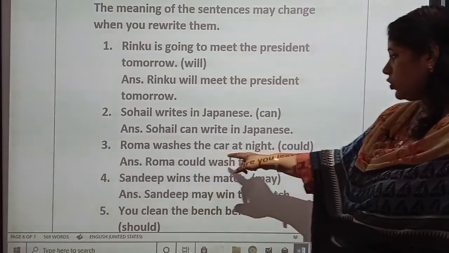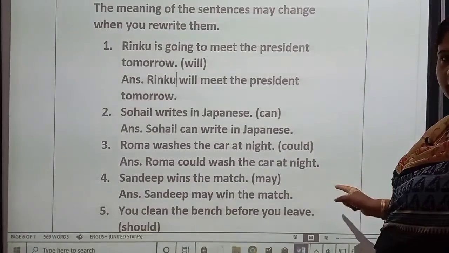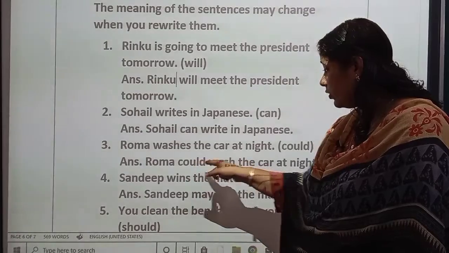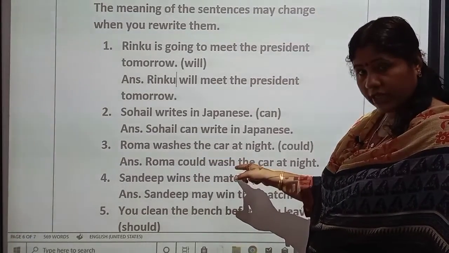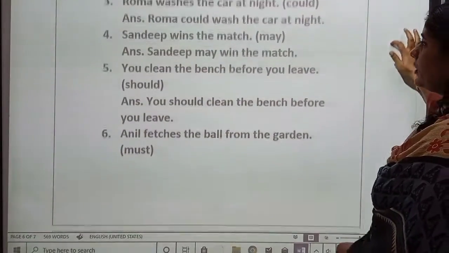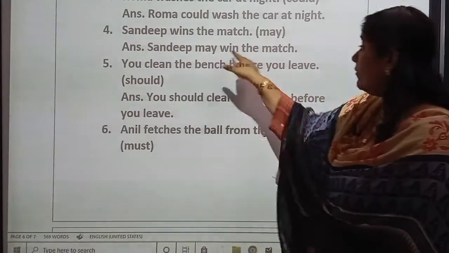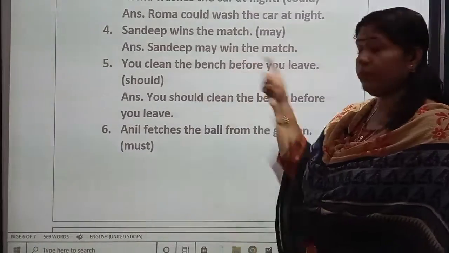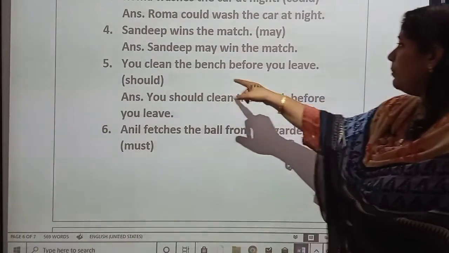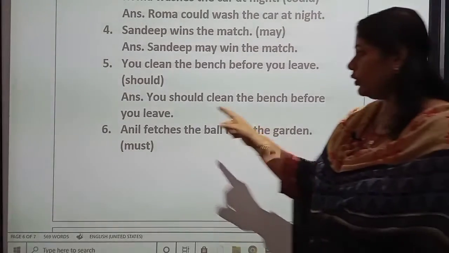Next, Roma washes the car at night. Could. Roma could wash the car at night. And be very careful to write as much as possible. You should write this auxiliary verb very near to the main verb. Okay. Next, Sandeep wins the match. May. Sandeep may win the match. May win. Don't write wins. With the modal auxiliary verb, you will use the base form of the verb. Next, you clean the bench before you leave. Should. You should clean the bench before you leave.